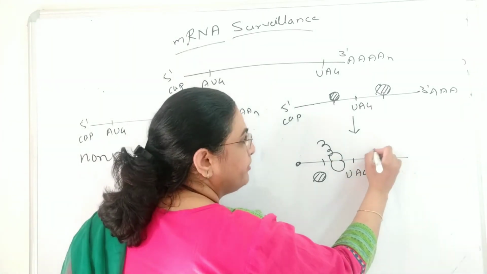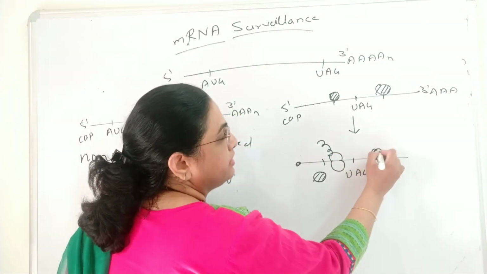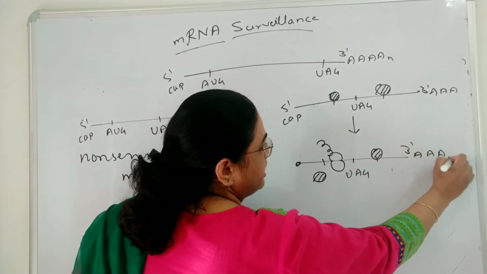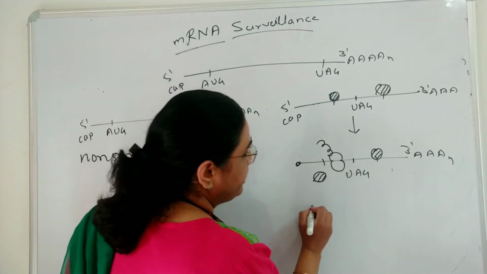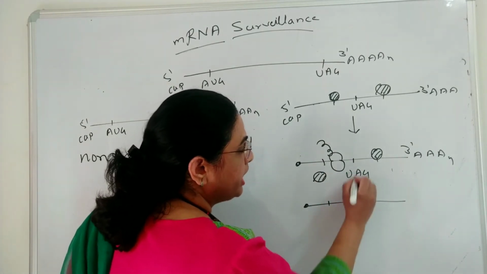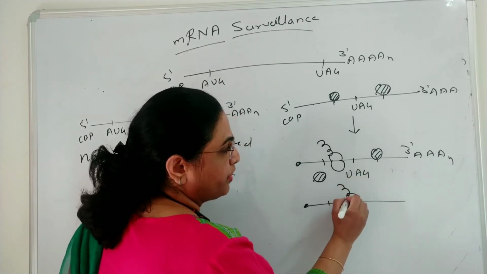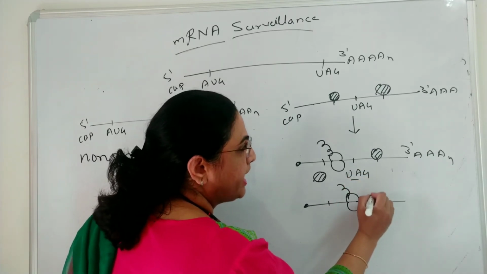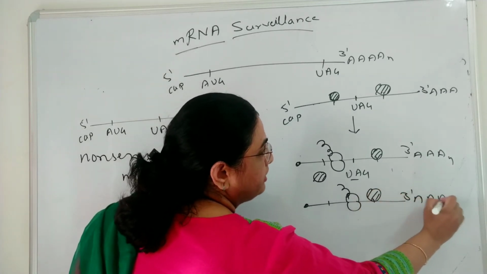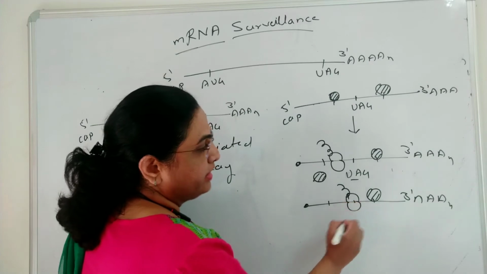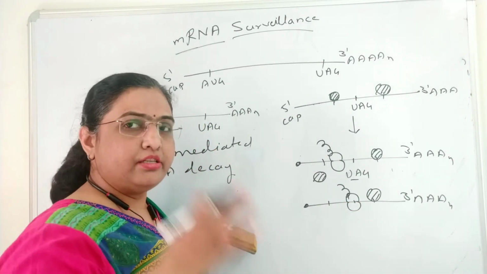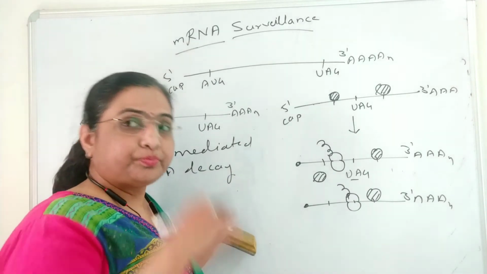Here there is a second exon junction complex, and here it is present, and here is your poly A tail. Now this ribosome, where will it go? It will go over this stop codon. Whenever it goes to the stop codon, at that time there is a stalling of the ribosome.